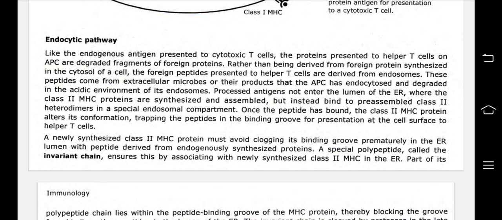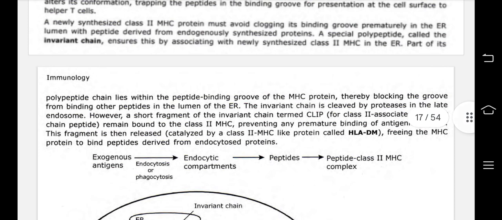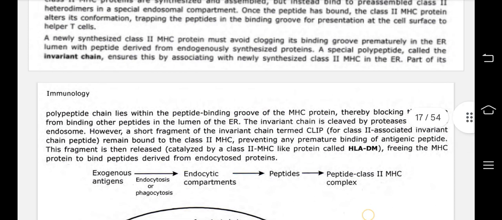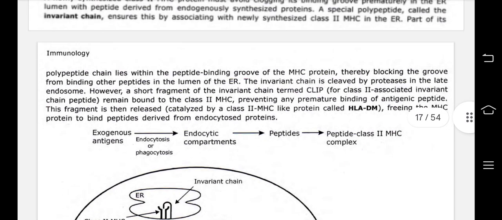Once the peptide has bound, the class 2 MHC protein alters its conformation, trapping the peptide in the binding groove for presentation at the cell surface to helper T cells. A newly synthesized class 2 MHC protein must avoid locking its binding groove permanently in the ER lumen with peptide derived from endogenously synthesized proteins. A special polypeptide called the invariant chain ensures this by associating with newly synthesized class 2 MHC in the ER. Part of its polypeptide chain lies within the peptide binding groove of the MHC protein, thereby blocking the groove from binding other peptides in the lumen of the ER.